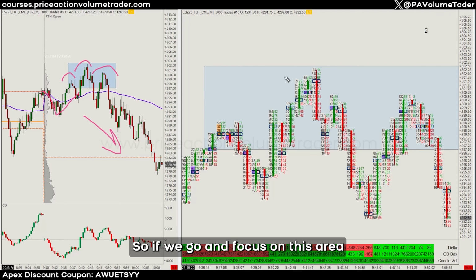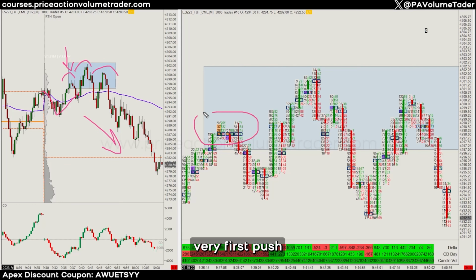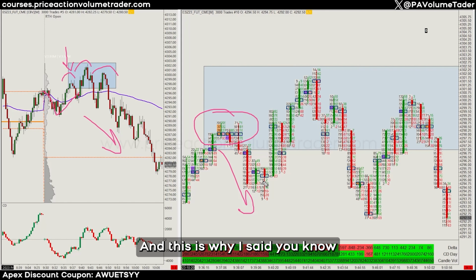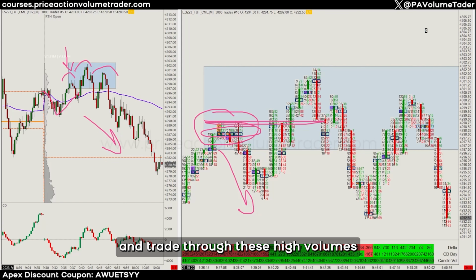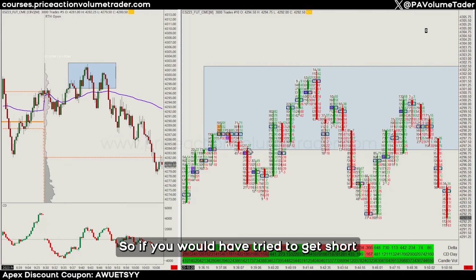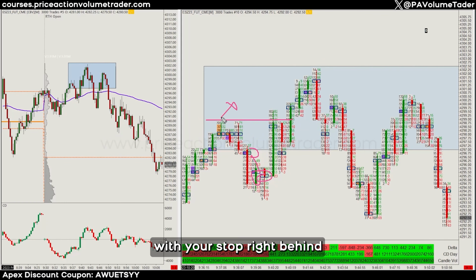So if we go and focus on this area, you can see right on this very first push, we get very high volume absorption to buy. We start coming down, and this is why I said this is not pinpoint perfect, because we did come back up and trade through these high volumes. So if you would have tried to get short right here with your stop right behind, you would have gotten stopped out there.